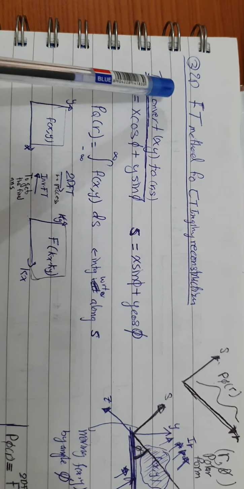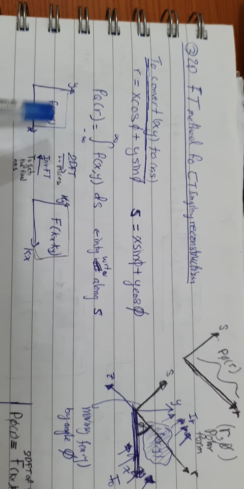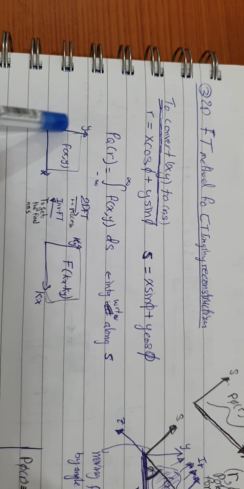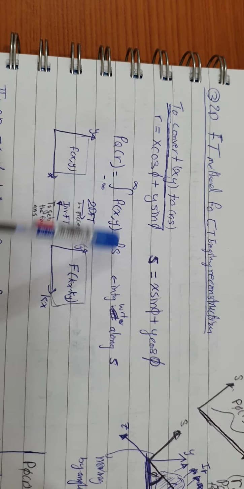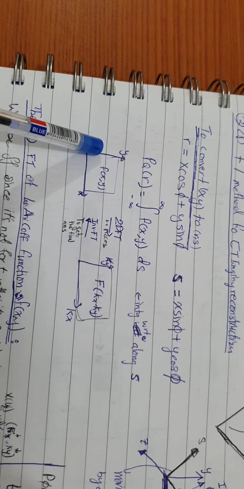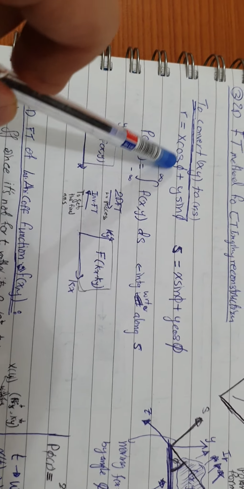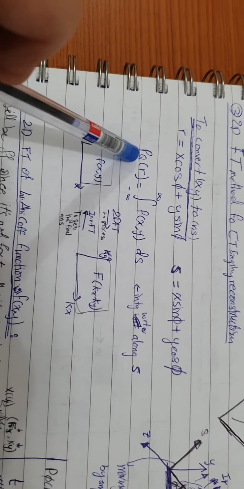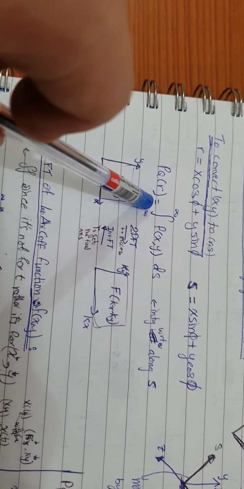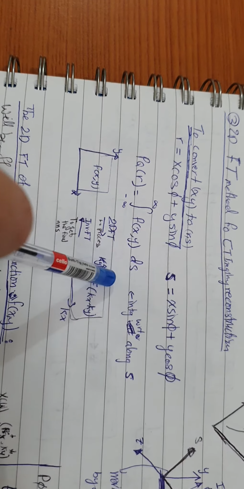We use the 2D Fourier transform method for CT image reconstruction to take the function f of x, y to the frequency domain, process it, and get it back by inverse Fourier transform. So as you see here, p of phi of r, or the projection method, equals the integral from minus infinity to infinity of f of x dy dx.